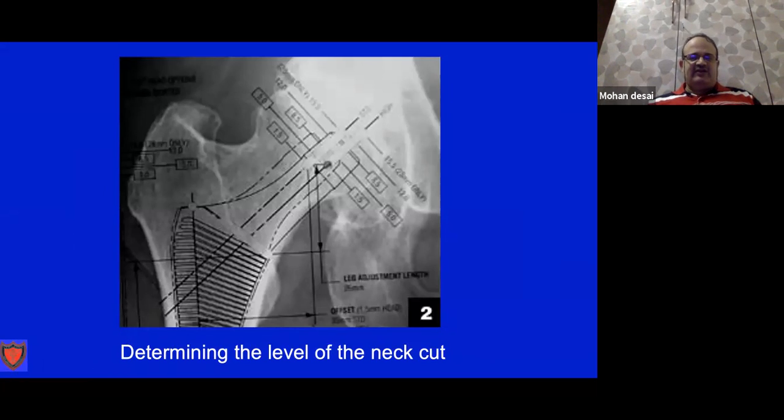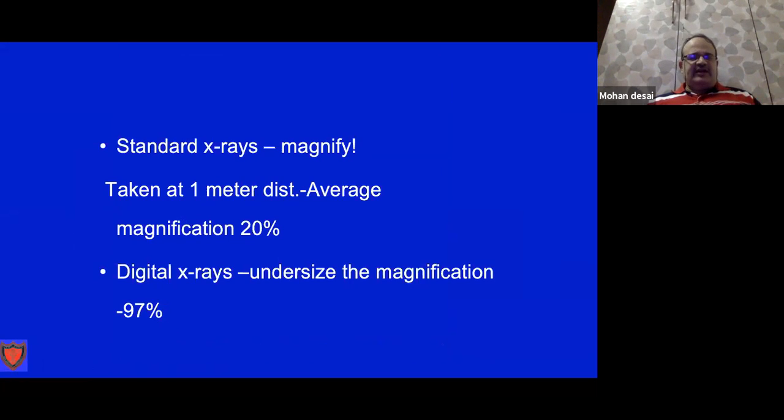And determining the level of the neck cut. Now, by and large, the standard X-rays would magnify. So they magnify, if taken at 1 meter distance, they would magnify 20%. For the obese patient, there will be further magnification, because the bone to cassette distance is still larger.